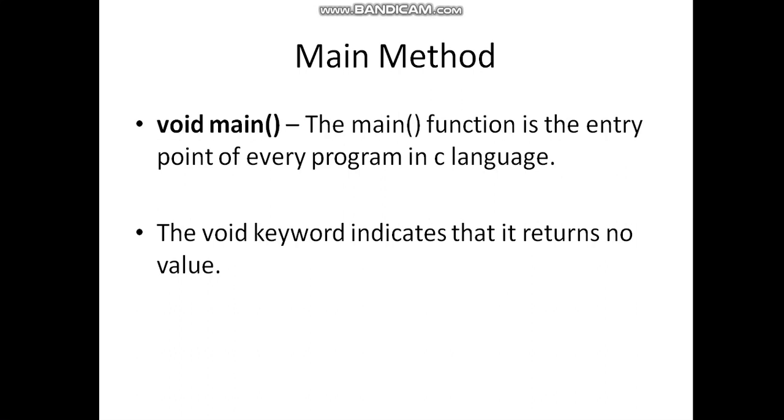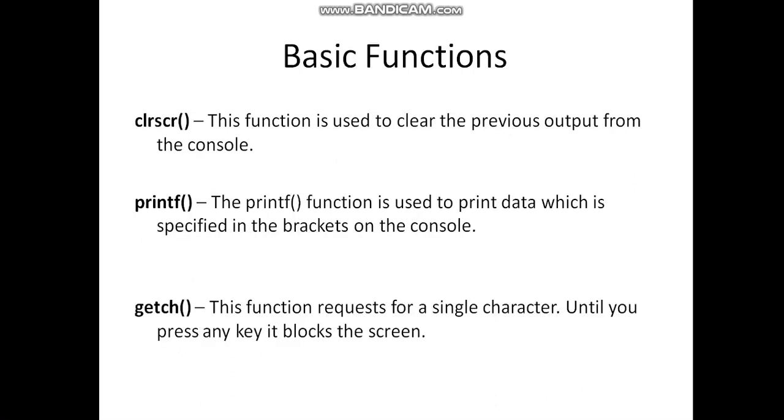Coming to the main method, as I already informed you in our first video, the main method is the entry point of a program, and the void keyword with main indicates that it returns no value. We have three basic functions in C programming. The first is clrscr, which means clear screen. This function is used to clear the previous output from the console. The second is printf, which is used to print data on the console. And the third is getch. This function requests a single character, and until you press any key, it blocks the screen.